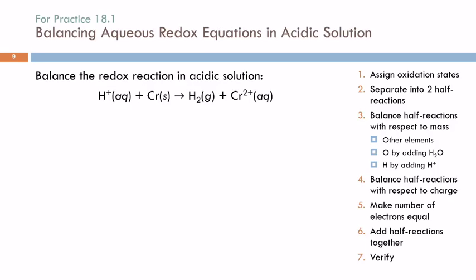Okay, so oxidation states, hydrogen ion, what's its oxidation state? +1. And chromium? 0. H2? 0. And chromium 2+? +2. Okay, so far these have been pretty easy oxidation states. So the hydrogen ion and the hydrogen molecules go together, and these guys go together.